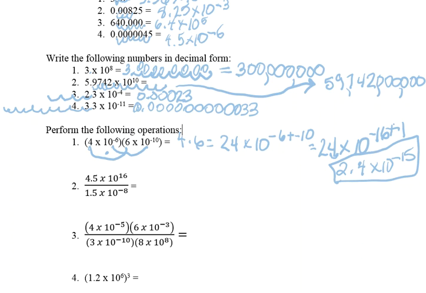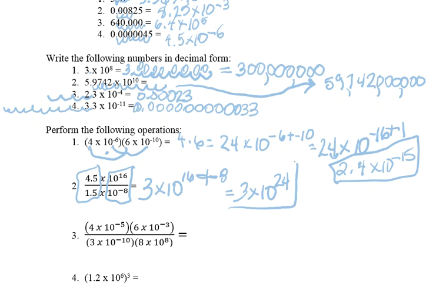Okay, number 2 is dividing. So we're going to go ahead and divide the numbers that are in decimal form. 4.5 divided by 1.5, that's 3. Now we're going to divide the base 10s. So if you think about what we do when we're dividing, we subtract the exponents, so it's negative 6 minus negative 8. 2 negatives become a positive or an addition. So it's 3 times 10, 16 plus 8 is 24. It's already in scientific notation because 3 is between 1 and 10, and then I'm good to go.